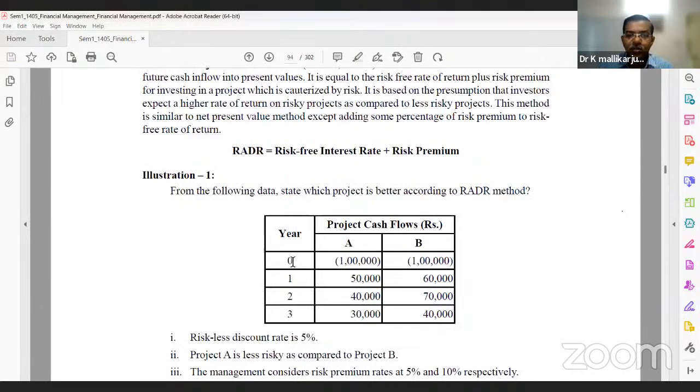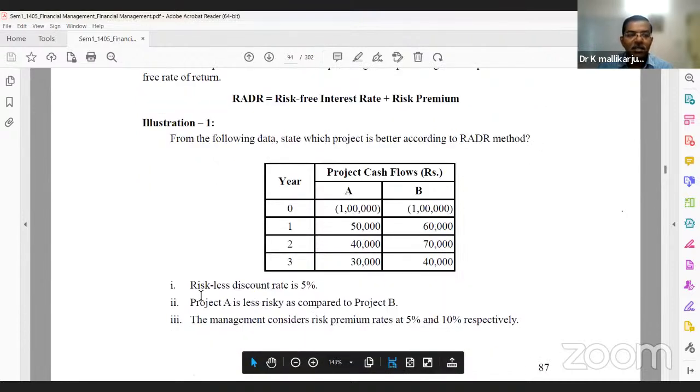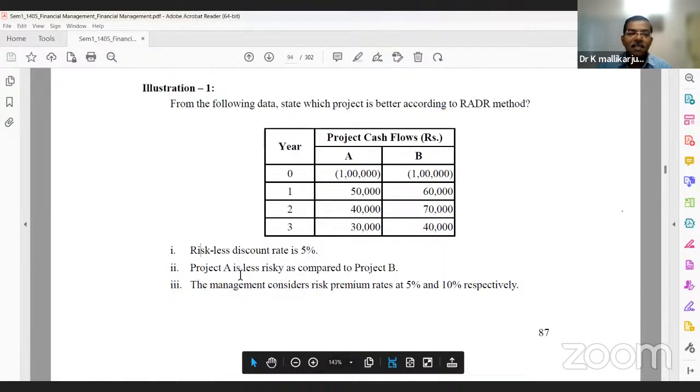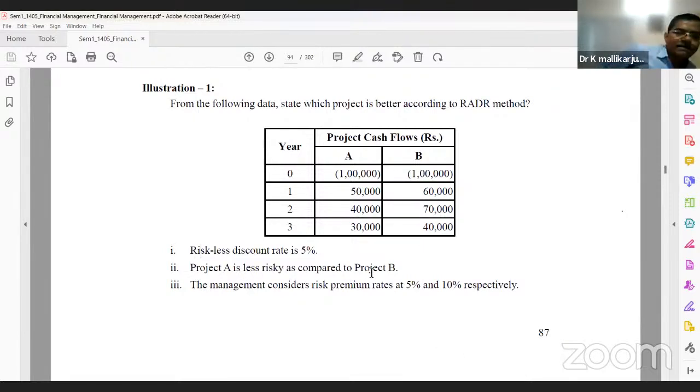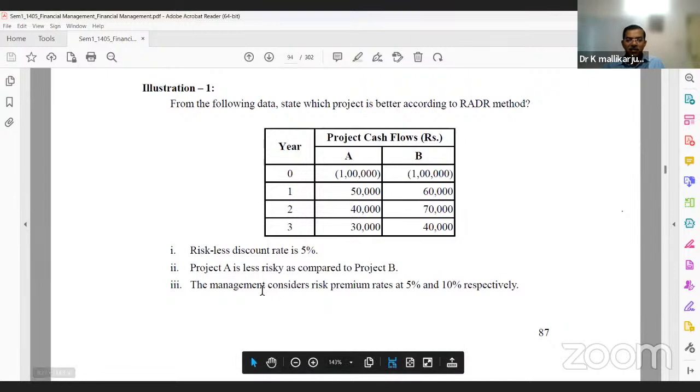So this is the cash outflow. The firm is investing 10 lakhs in each project, and these are the cash flows. The riskless discount rate is 5%. Project A is less risky compared to project B. How?